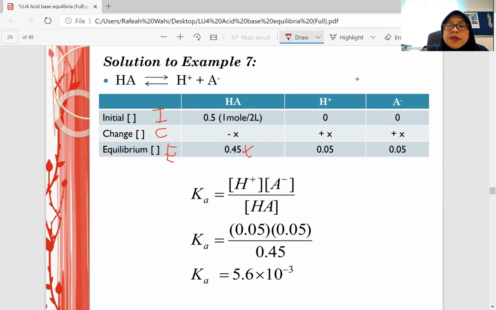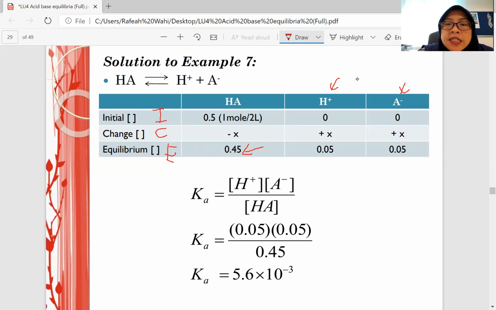Why? It comes from the question just now. It mentioned that at equilibrium, the concentration of HA is 0.45. So if you read the questions carefully, you will know that the equilibrium concentration should be 0.45 for the weak acid. All right, now we go to H plus and the conjugate base.